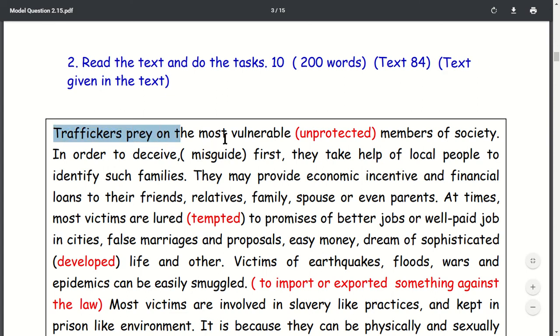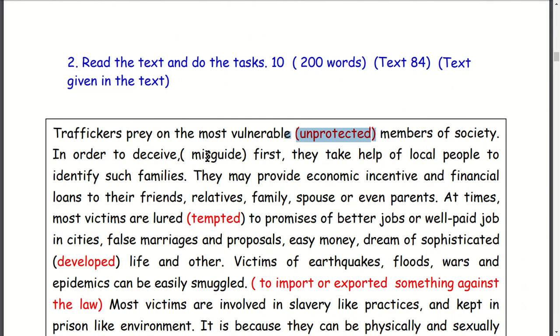Traffickers prey on the most vulnerable, unprotected members. I have given the meaning of the word vulnerable here in red, along with the meanings of some other difficult words. Vulnerable means unprotected members of society.